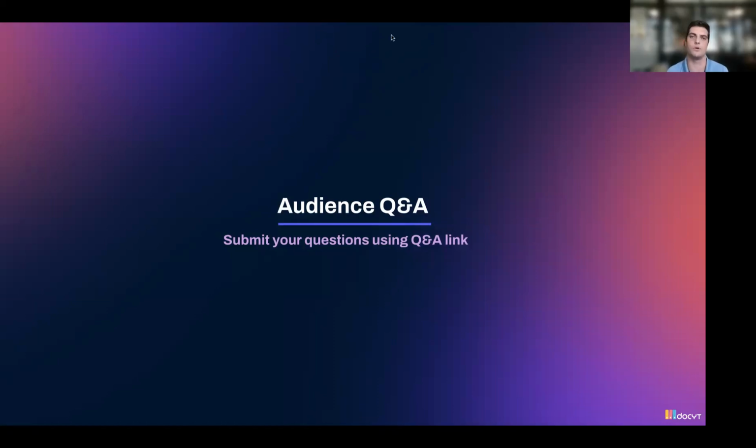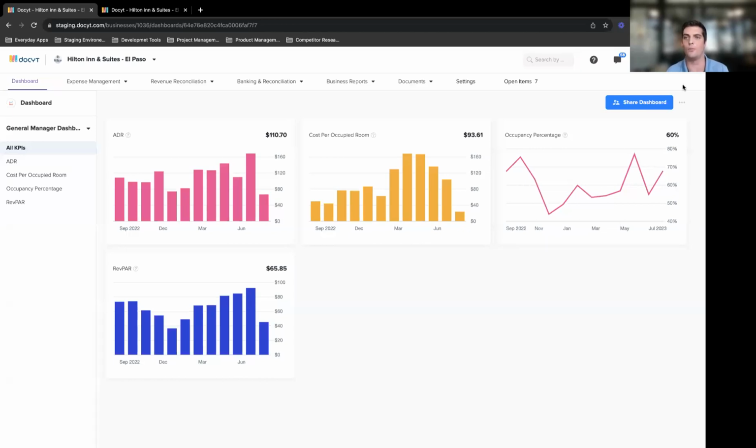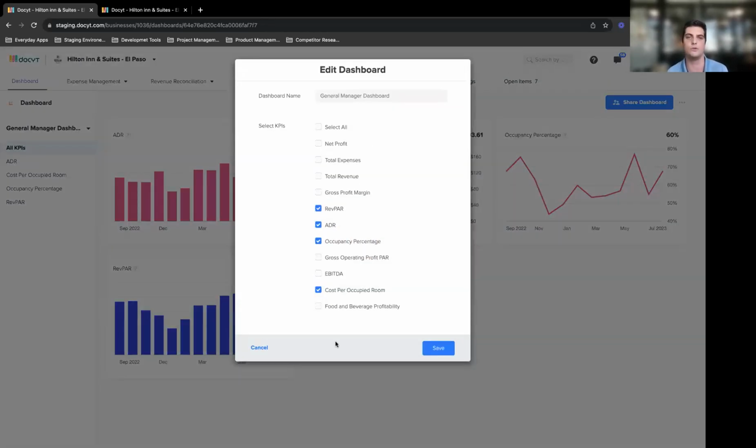Awesome question. Let me hop back into the product real quick and we can have a quick demonstration of that. Right now, when you're creating or editing, you have the ability to add all of these. You're seeing your general metrics such as net profit, expenses, and revenue, but also gross profit margin, revenue per available room (RevPAR), ADR, occupancy percentage, as well as the cost per occupied room and food and beverage. But this is just the start. Like I said, we're working with our hotel owners, getting their feedback on what problems they're facing day-to-day, so we're constantly driving that. You're going to see this list continue to evolve, but this is what we're offering right now.